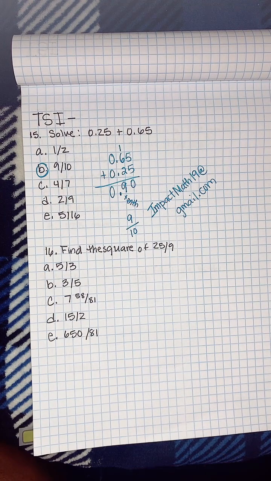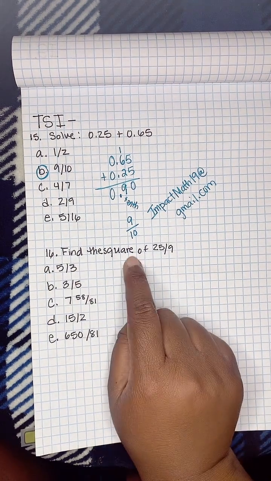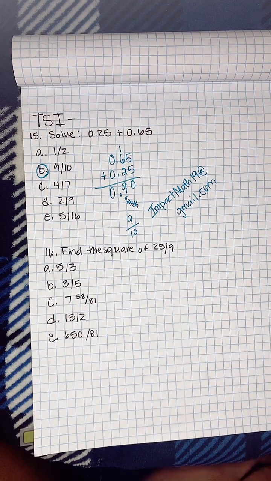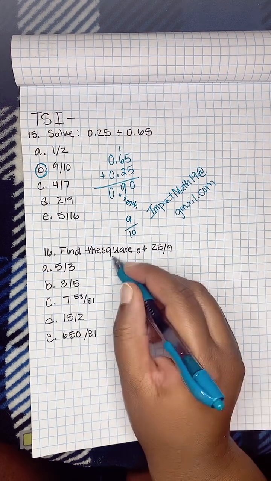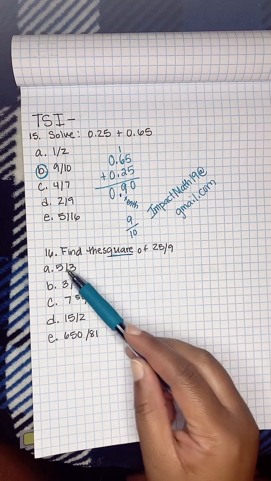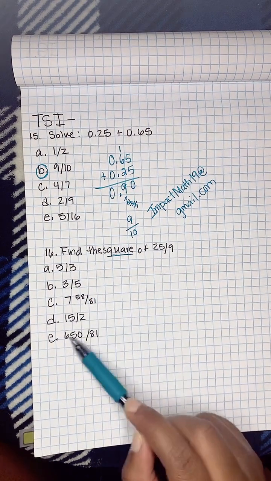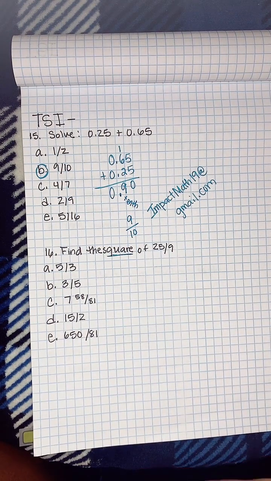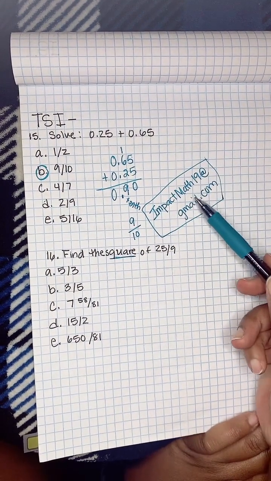Okay, so let's go to 16. Find the square of 25 divided by 9. Okay, find the square. So again, we have this square word, which is huge, right? So basically, if we look at our answer choices, which one of these can we make into this by squaring?